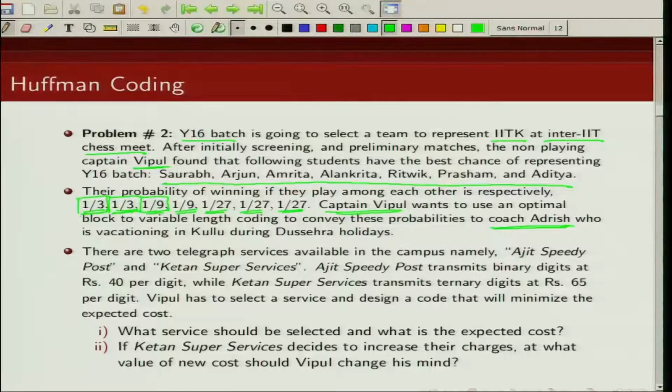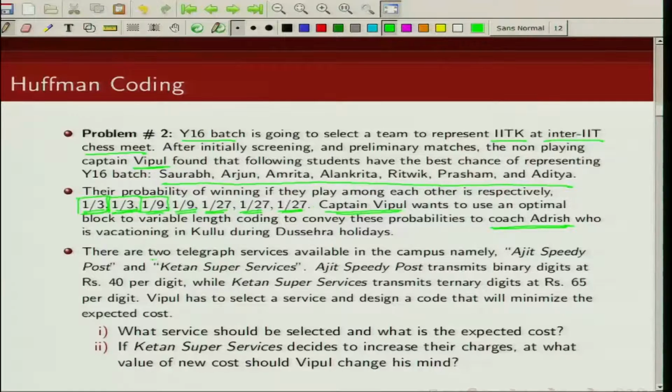He wants to convey these probabilities. So essentially we have a random variable which has 7 possible values. So U1 happens with probability 1/3, U2 happens with probability 1/3, U3 happens with probability 1/9, U4 happens with probability 1/9, and U5, U6, U7 happen with probability 1/27. Now he wants to encode this information using an optimal block to variable length coding.